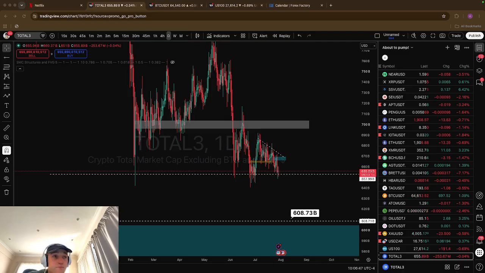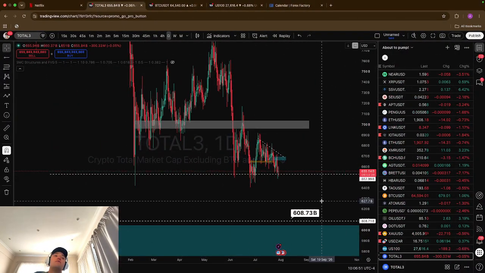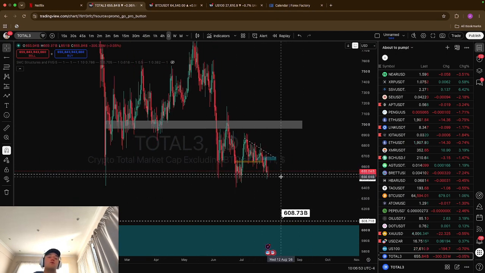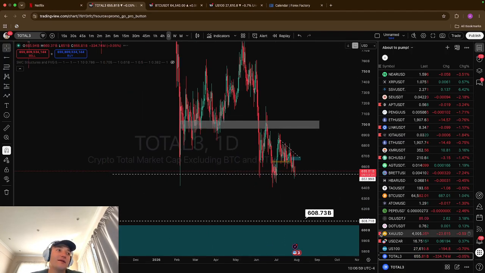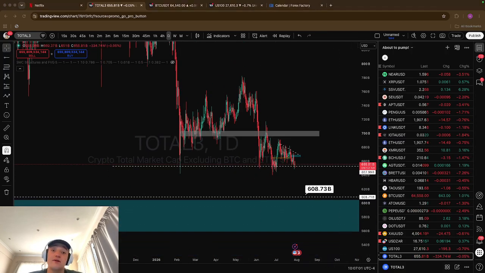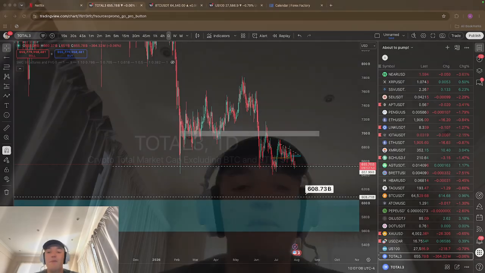but we'll see what happens. So this is something to watch out for the altcoins. If we break below this level tomorrow on the daily time frame, then we're going to see a massive dump in the altcoin market, and the buy zone is $608 billion. Alright, so we'll see what happens today. I will keep you guys updated in tomorrow's video to see what actually happened.